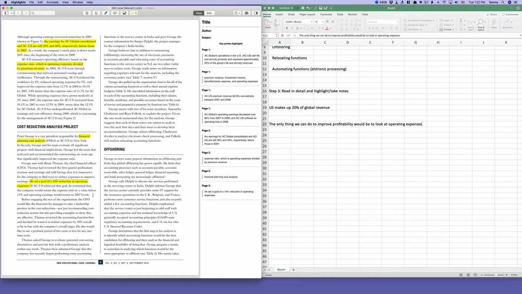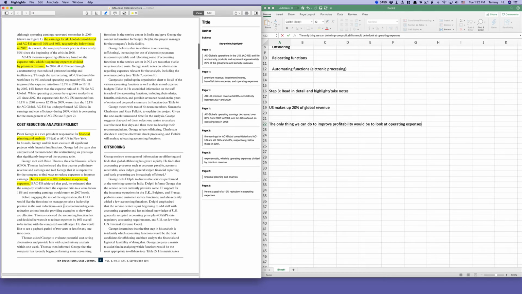Before engaging the rest of the organization, the CFO would like the functions he manages to take a leadership role in the cost reductions, not just recommending cost reduction actions, but providing examples to show that they are effective. So this is interesting. The CFO said, we are going to reduce costs, and the first place we're going to reduce costs is in my shop, right? He wants the functions he manages to take a leadership position in the cost reductions. That's pretty impressive.